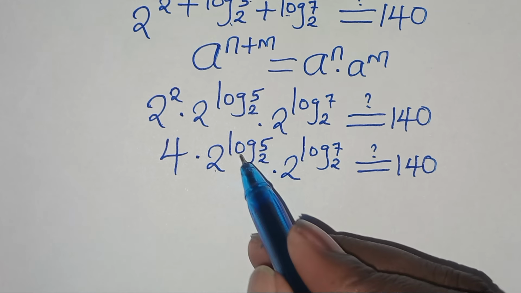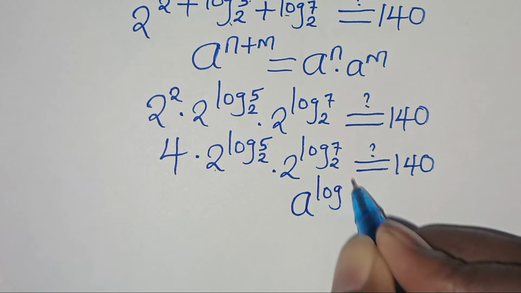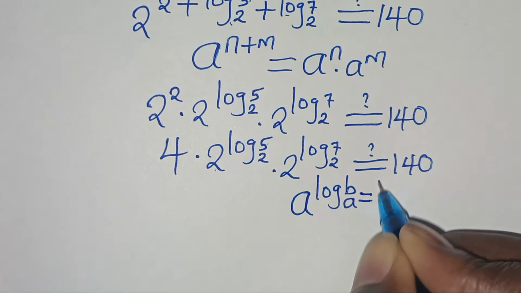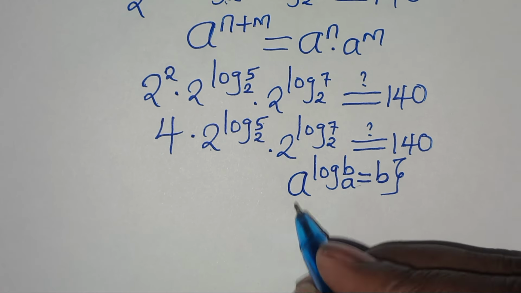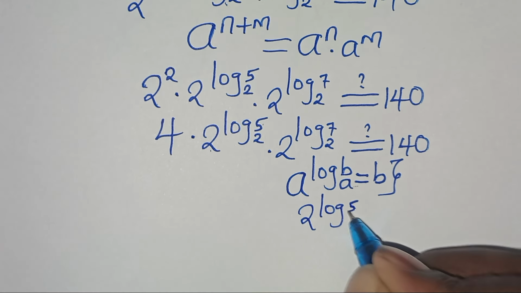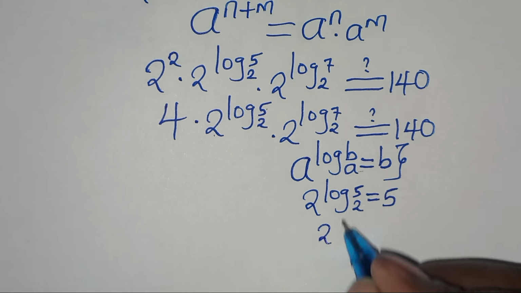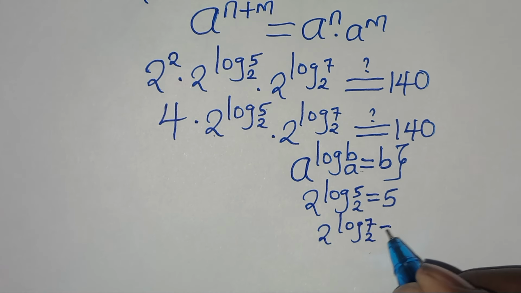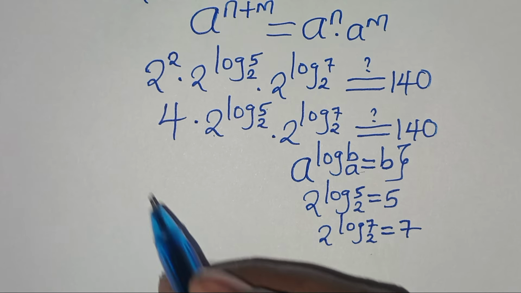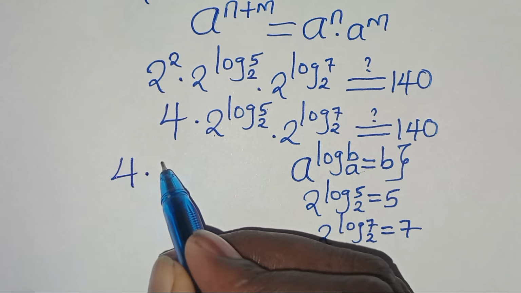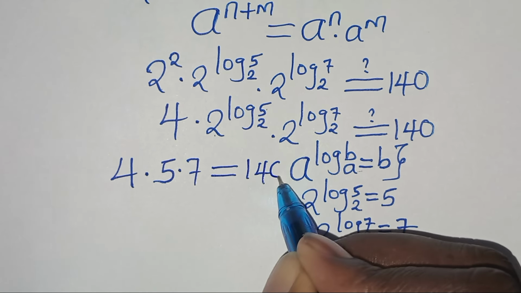Now we have 2 to the power of log 5 to base 2 and 2 to the power of log 7 to base 2. This is in the form of a to the power of log b to base a, and this should give us a value of b. Applying this logarithm property, then we have 2 to the power of log 5 to base 2. This should give us a value of 5. And 2 to the power of log 7 to base 2. This should give us a value of 7. So let's substitute 5 and 7, so that now we have 4 times 5 times 7. This should give us a value of 140.